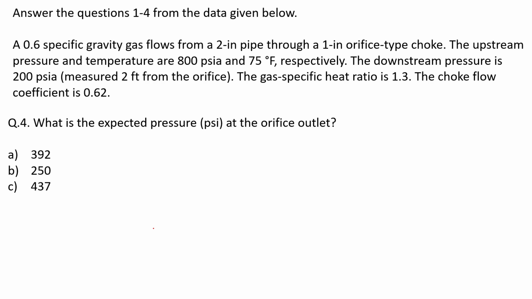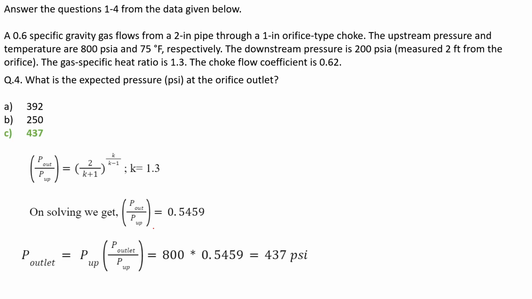The next question is, what is the expected pressure in psi at the orifice outlet? Options are A 392, option B 250, option C 437. Here they are asking for the pressure at the outlet. In the first question we found the ratio of P outlet by P upstream, which is equal to (2 by K plus 1) to the power K by K minus 1. The K value is given to us, the gas specific heat ratio, which is 1.3.